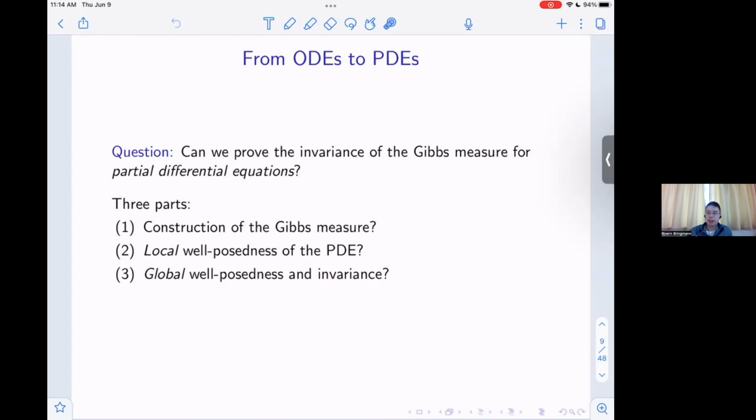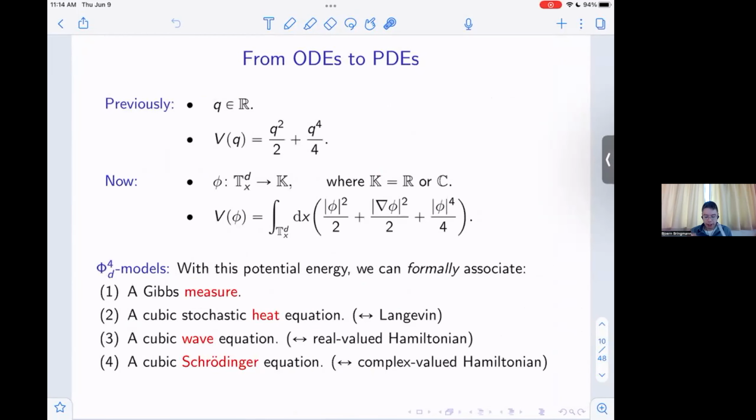Now let's make this passage from ODEs to PDEs maybe a little bit more precise. So previously we had a variable q, which was real valued, and this was our unknown. Okay, we also had a p, but let's ignore that for now. And we had a potential energy. And now, for simplicity, I'll just fix this prefactor to be 1. Okay, so I have a q squared term and I have a q to the 4 term.